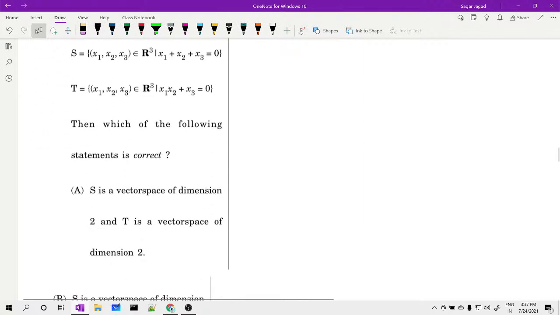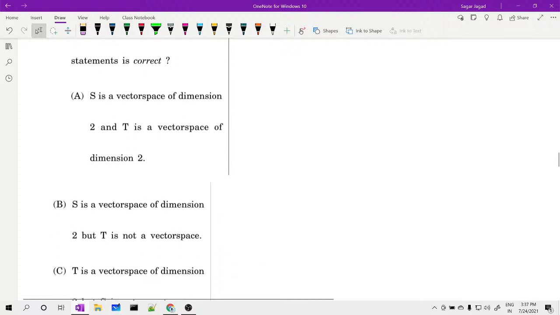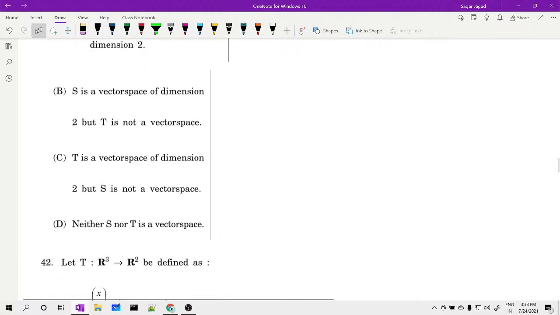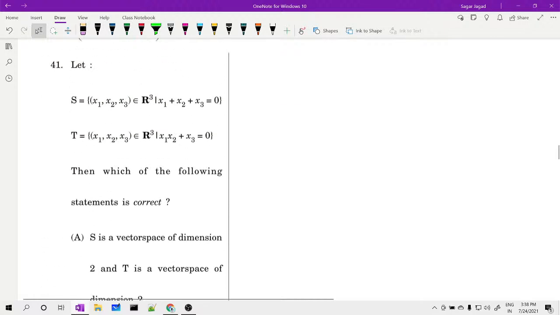Now S and T are such sets satisfying this; which of the following statements is true? S has dimension 2, T has dimension 2. Is this a vector space? This is a vector space. Neither of them may be a vector space, so first of all we'll show which of them are vector spaces. Definitely this is a vector space, a plane passing through the origin. If you observe, this cannot be a vector space. Buddy, let's just verify it.